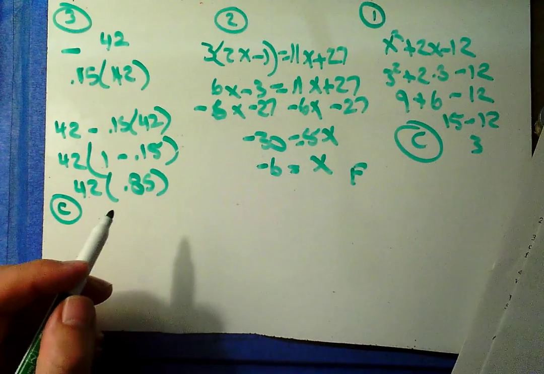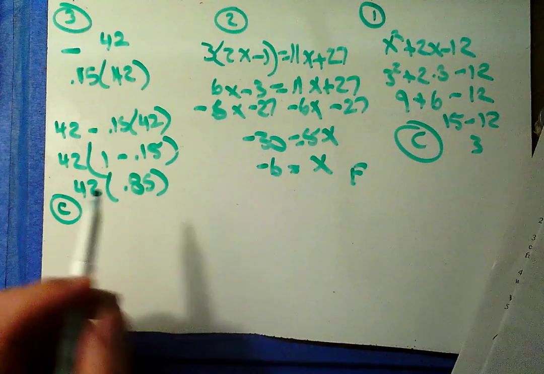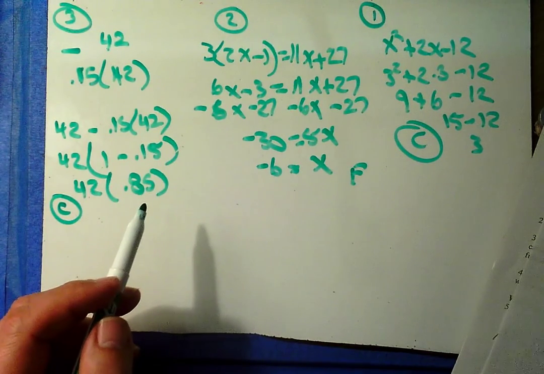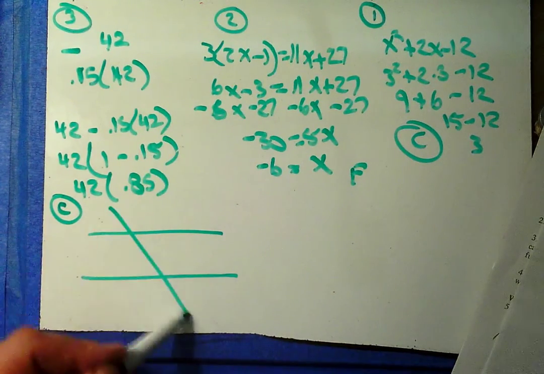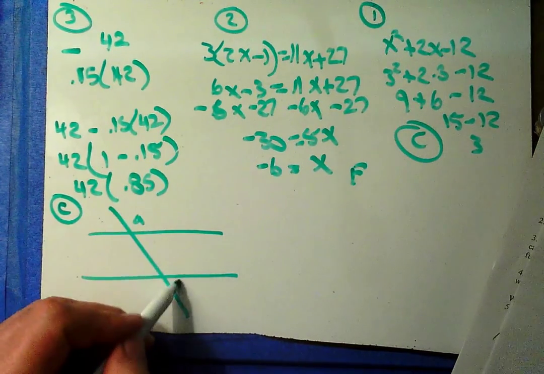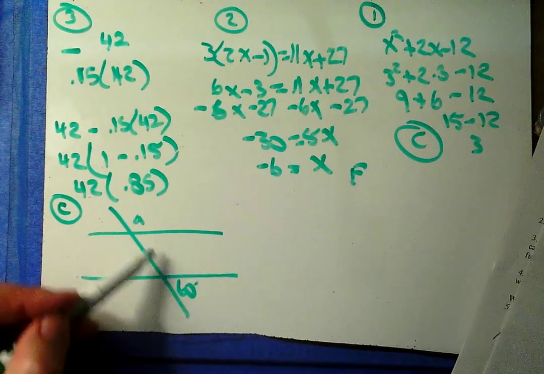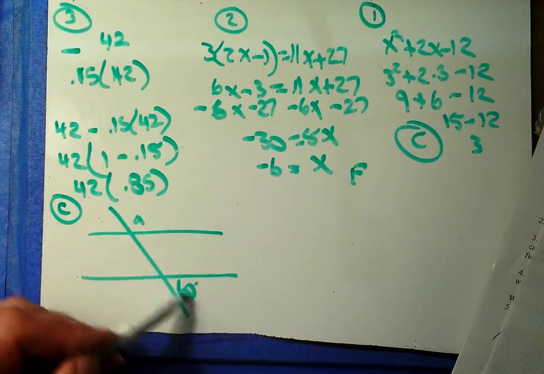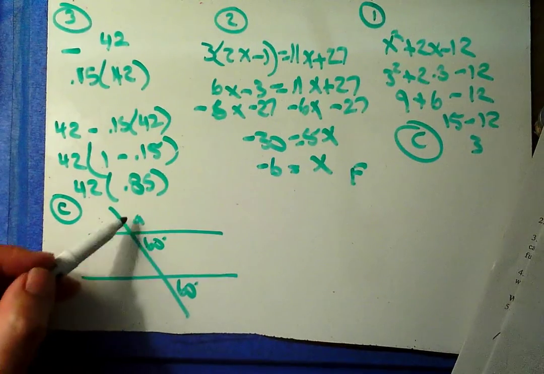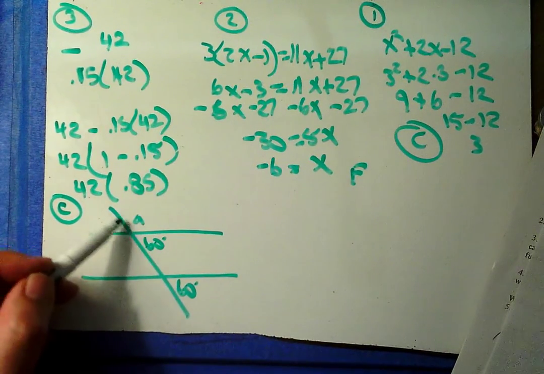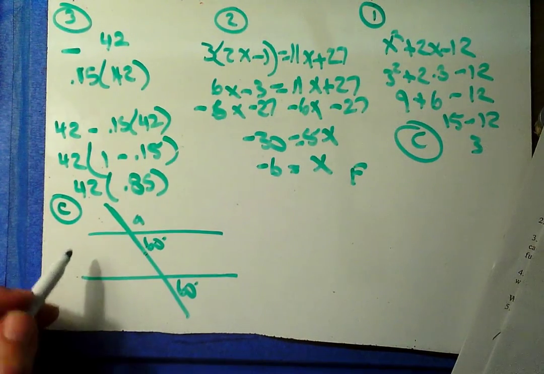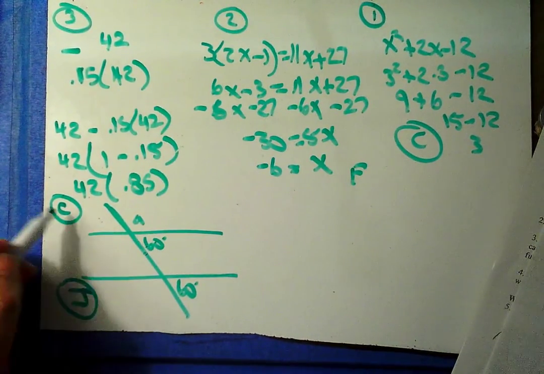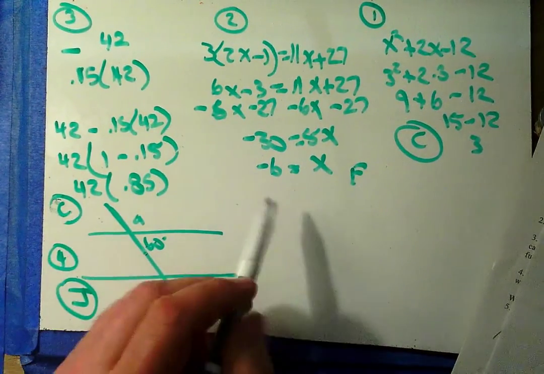Problem number 4 says in the line in the figure below, one angle is 60 as shown. What's A? Well, we remember from our geometry class that these are corresponding angles and therefore congruent. And these are a linear pair. They form a straight line, and they must be supplementary. So I know A is 120 degrees, which is why J is my choice for number 4.